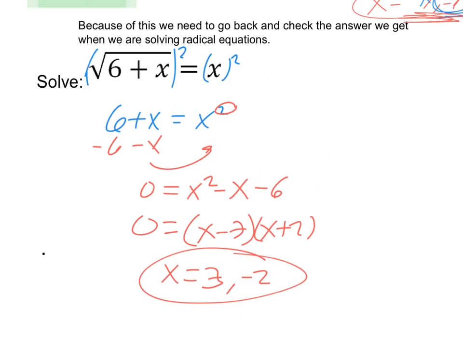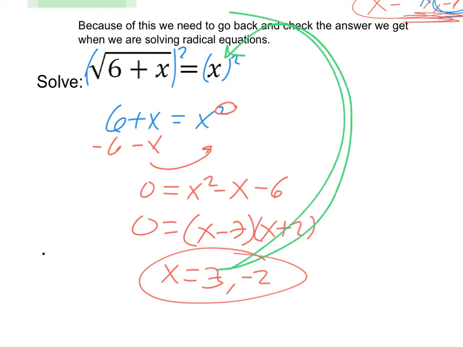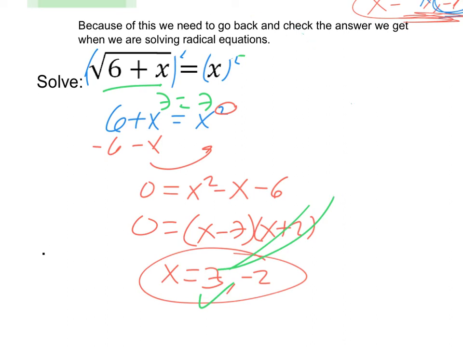But as we just talked about, I need to take those and plug them back in and make sure they both work. So let me plug in 3 and make sure it works in both spots for x. 6 plus 3 gives me 9. Square root of 9 is 3. So that part checks out, and I get a 3 on the other side. So 3 is a good solution, okay? Let me check negative 2. Negative 2, you guys want to get rid of some of these lines here. Negative 2, if I take that and plug that in there, okay?